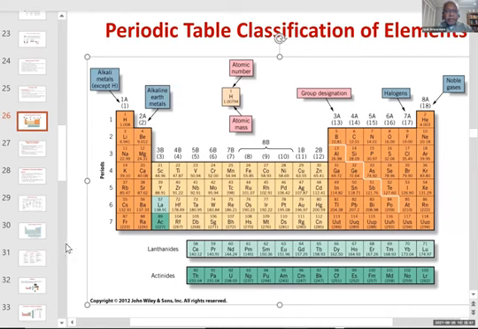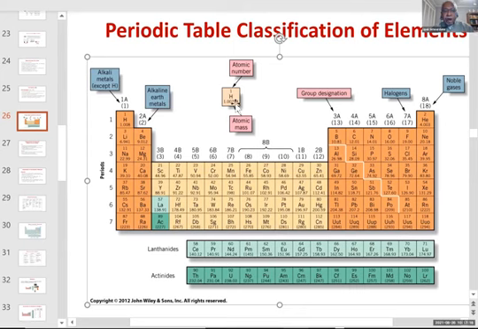Okay? Certain groups have specific names. Group 1 or 1A is called alkali metals. Group 2 or 2A is called alkaline earth metals. Group 17 is called halogens. Group 18 is called noble gases.